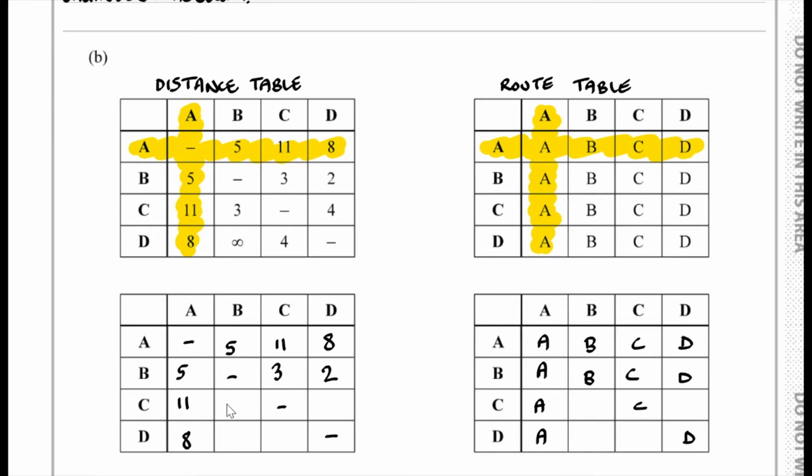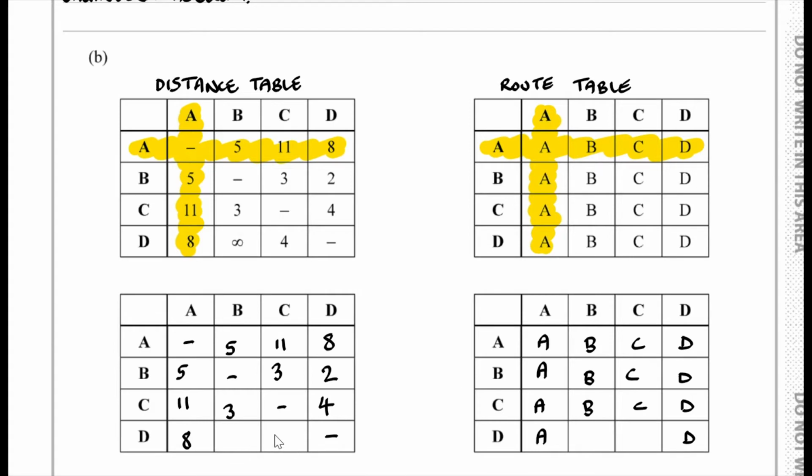Let's now consider CB. We look at this 3, and then we compare this with 11 plus 5. 11 plus 5 is 16. 3 is smaller than that, so we still have a 3 over here. The letter remains unchanged as well. We still have a B over here. Let's look at this element over here. We have 4, and we compare that with 11 plus 8. 11 plus 8 is 19. 19 is greater than 4, so we write down the 4 over here. The letter remains unchanged. We still have a D over here.